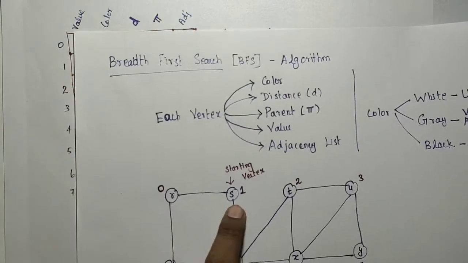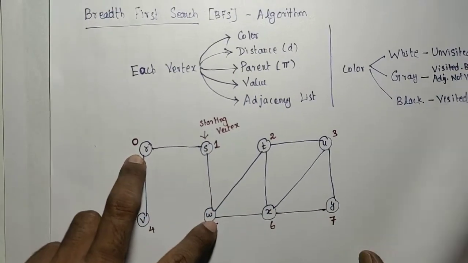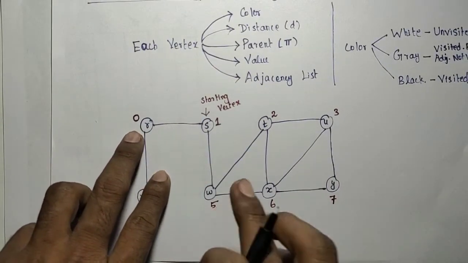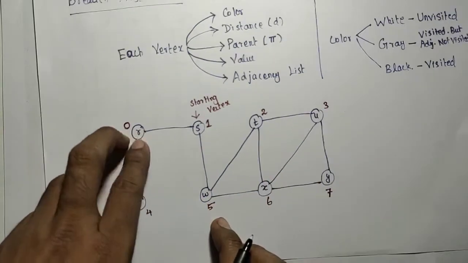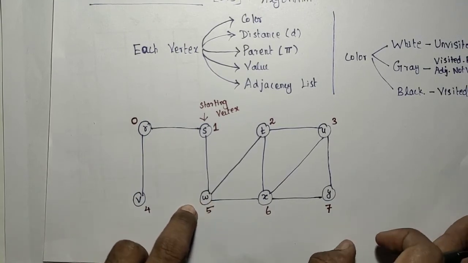For the 1, the adjacency list is 0 and 5. Okay, in which order do I have to write, sir? That depends on the given input. In any order you can give. You can give 5 and 0, or 0 and 5, like that.